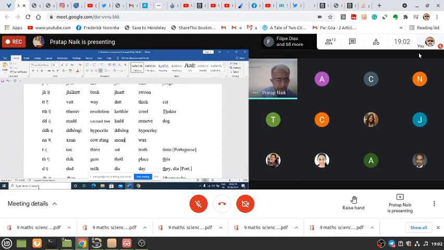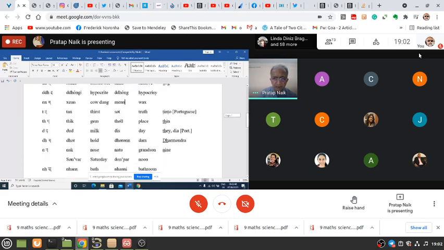The next one is TH. Look at this one, TTH is tha. And this is TH is tha. Thick, gem. Third, place. How do you pronounce it in English? This one, thin. And this is similar. Not exactly identical, but very close, this TH and this TH.